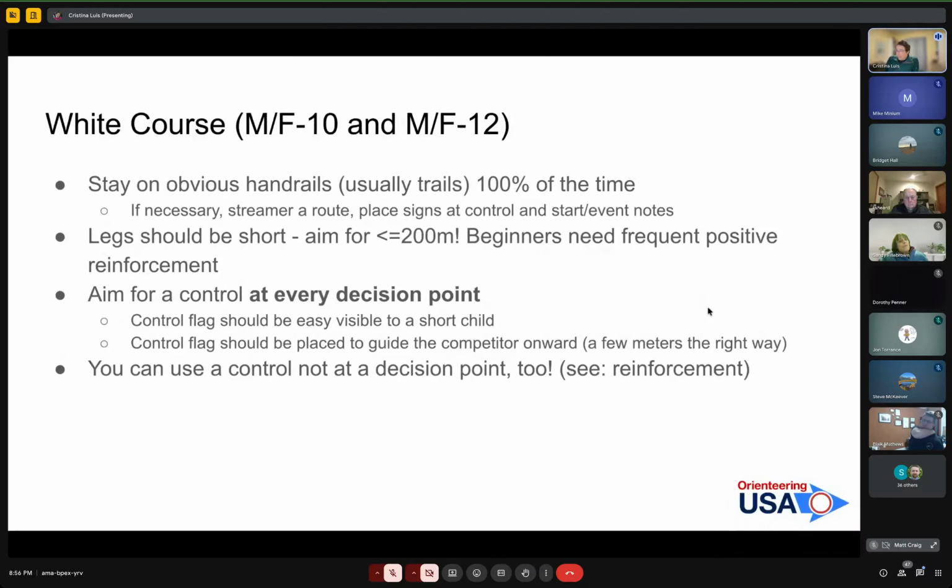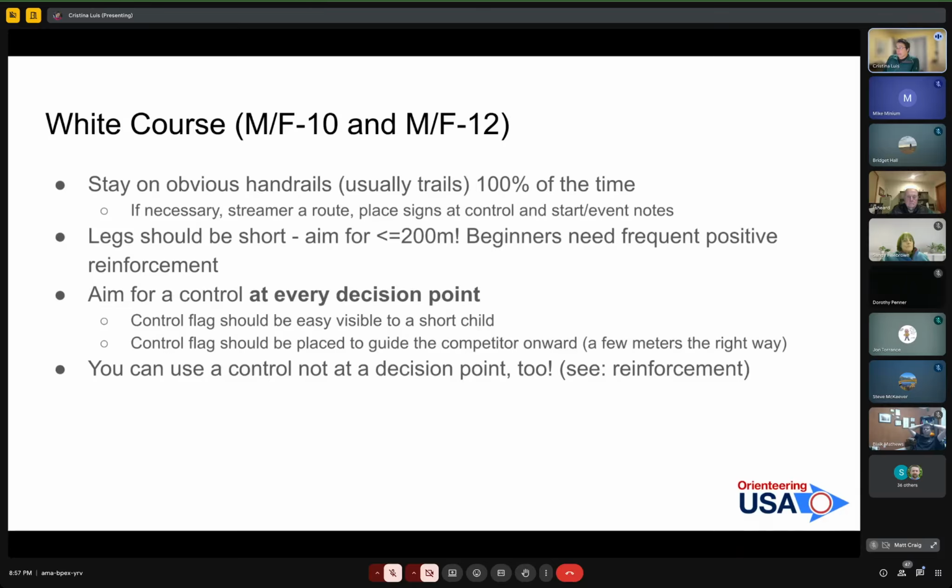All right. So continuing on with how to design your white course, you've got to start in a good place. You've got your first control real close, preferably visible from the start. Your start is lined up on a trail or road so that they'll go that way. Now the rest of your course, you want to stay on obvious handrails. Usually trails, it doesn't have to be. If it's a really clear fence line or, I don't know, a really clear stream, those could be used. Okay, but if the terrain allows, you try to be on these things all the time.